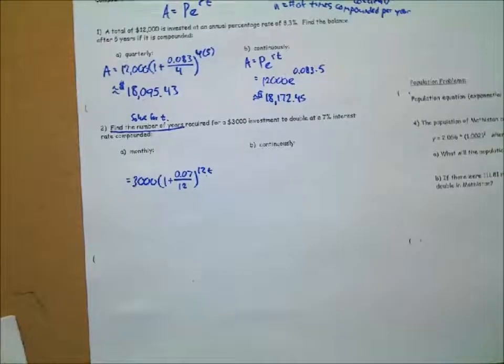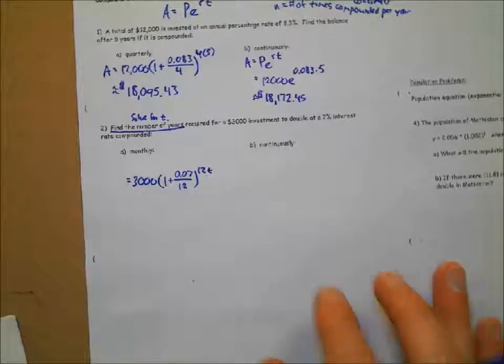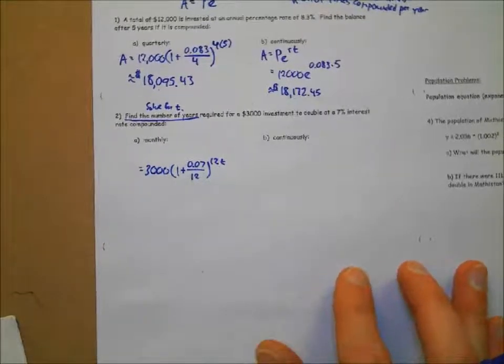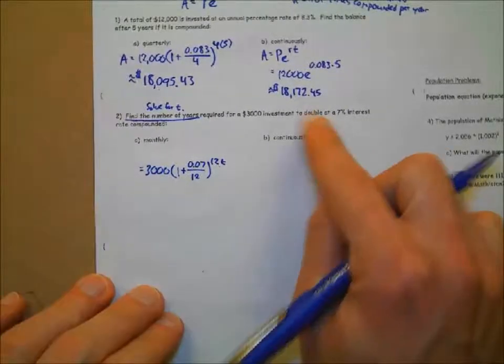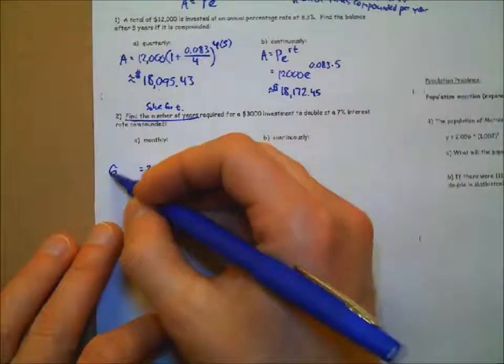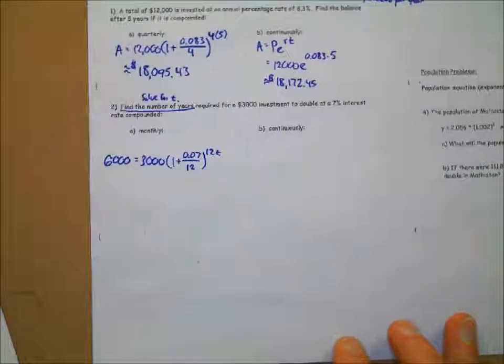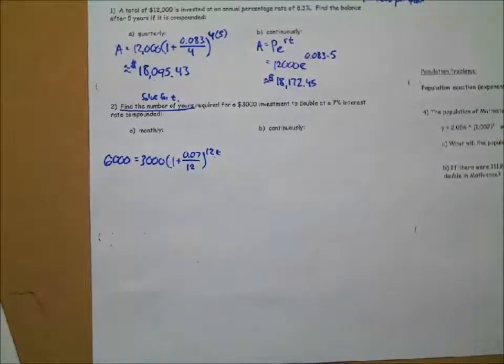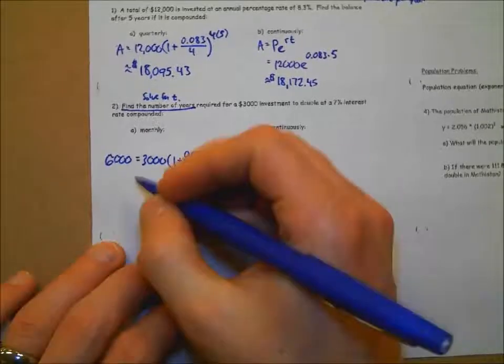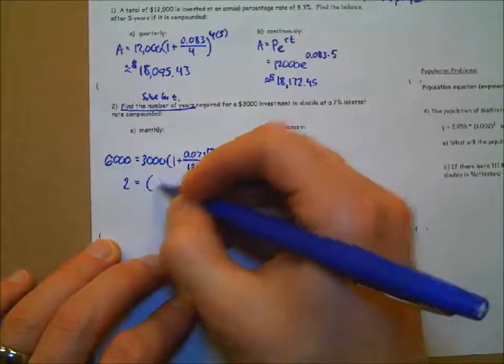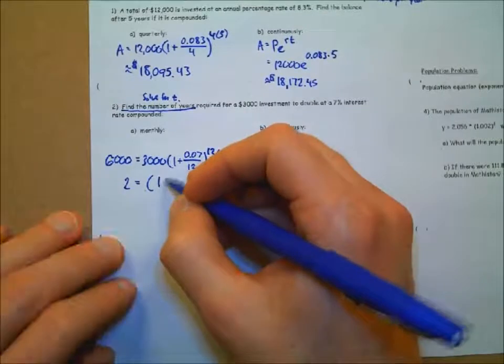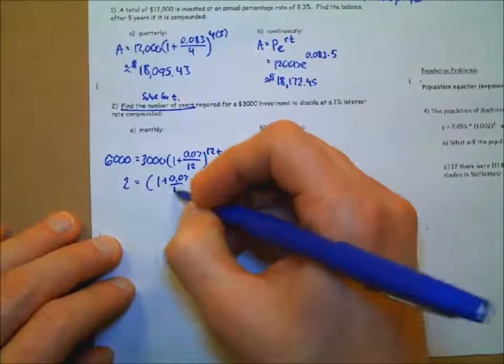All right, we still have one more missing piece of information, though. What is A? 6,000. Why is it 6,000? Where are you getting that from? Because it says double. Right. We want to double our original investment, so we're going to put 6,000 over there. Okay? So, how should we go about solving this? What should be our first step? Divide by 3,000, and you'll get 2 equals 1 plus 0.07 over 12, to the 12t.